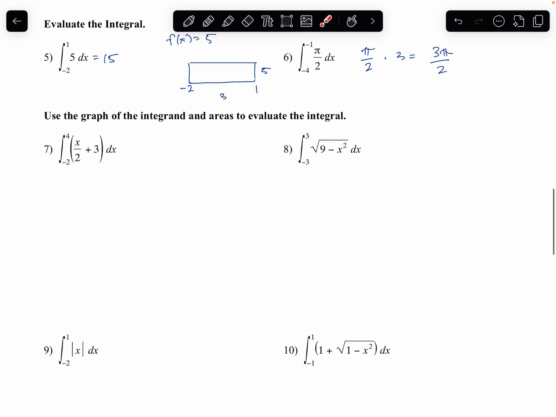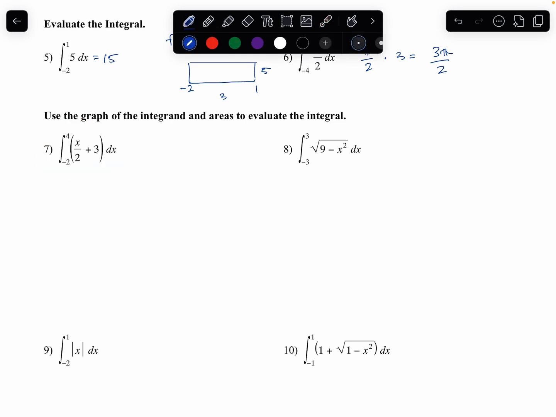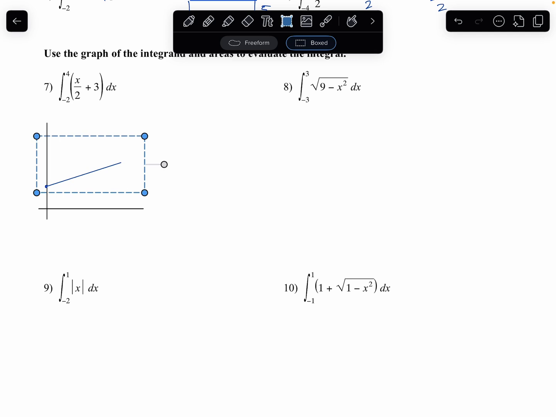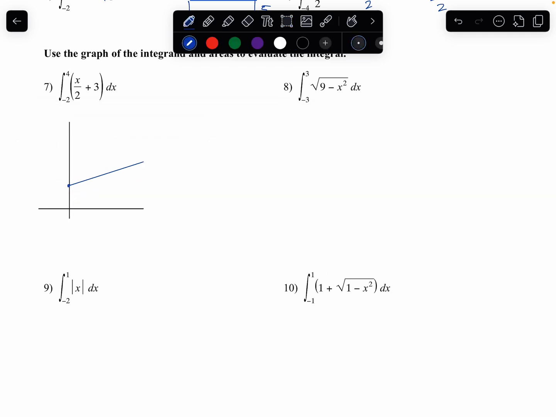Okay, use the graph of the integrand in areas to evaluate the integral. So we can either graph it in Desmos, or it shouldn't take too much time to just go ahead and do a rough sketch of some of these graphs right here. So we have an x-intercept of 3, and we have a slope of 1/2. This goes all the way to -2. So let's say that this goes to -2. This right here goes to 4.